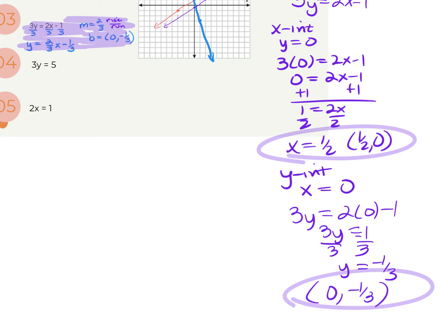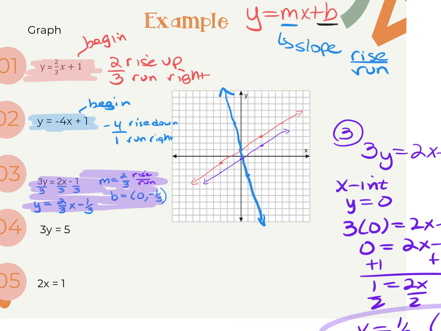So let's see how close I came. My x-intercept is supposed to be at the 1/2, which is pretty close to it, and then the 1/3. And then you could connect the points. That's another way to come up with the graph, by finding the intercepts by plugging in zeros.